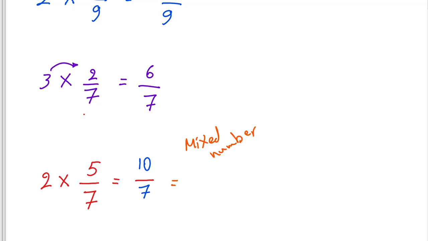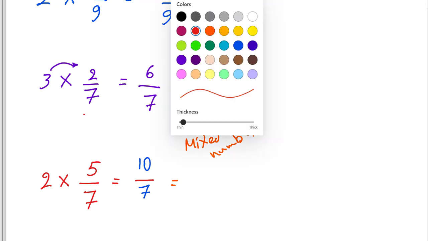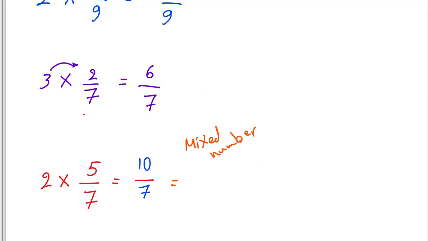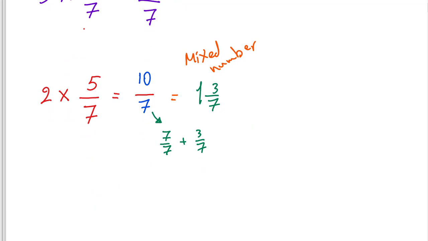Okay, I agree with you, but can you explain why it's 1 and 3/7? Because your friends may not understand. Oh, okay. So you say that you write the 10/7 as 7/7 plus 3/7, right? Okay, and the 7/7, this is a whole one. And the remainder is 3/7. Thank you, Ali. Good work.